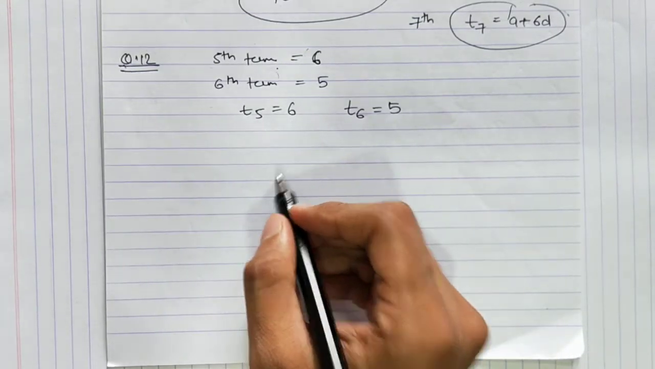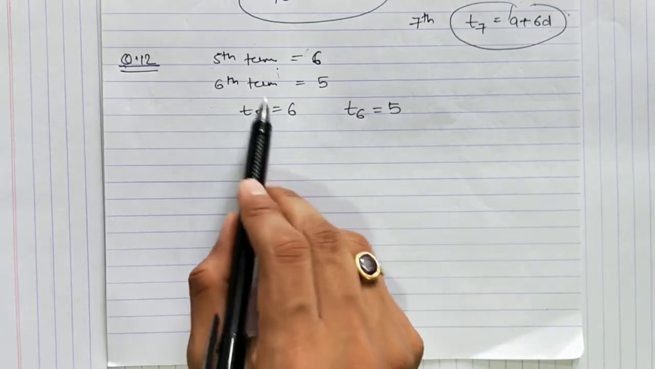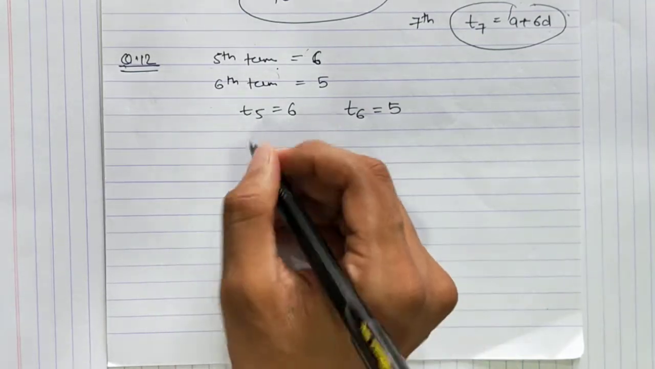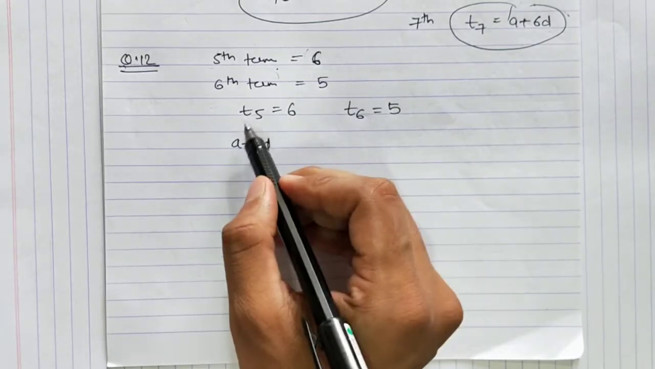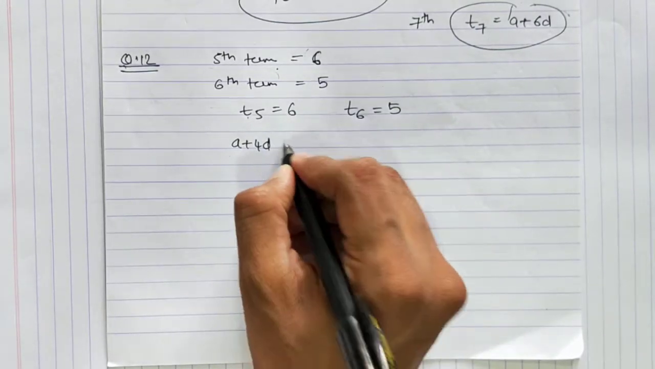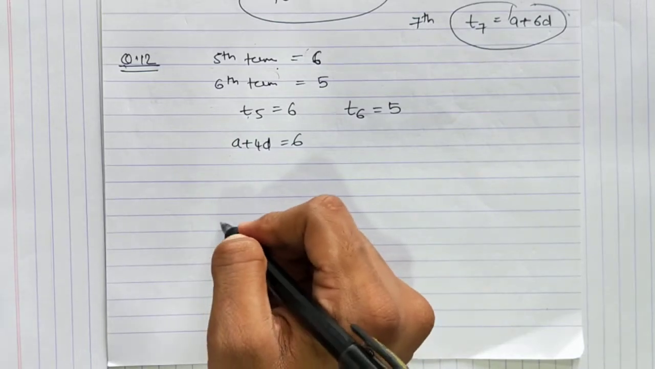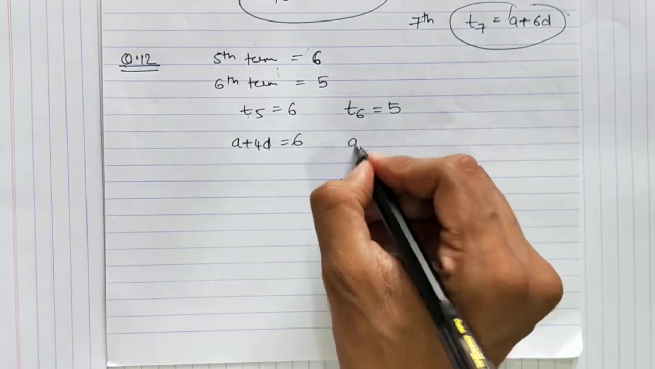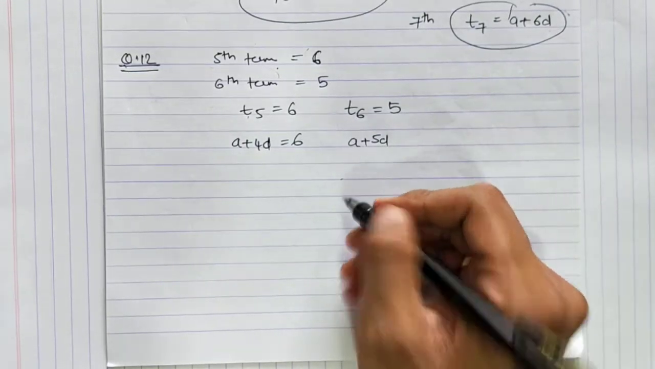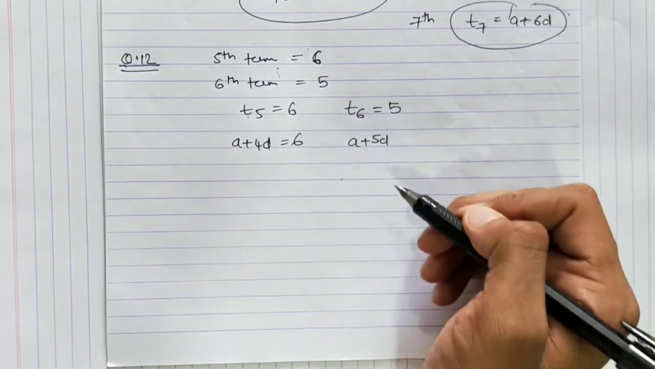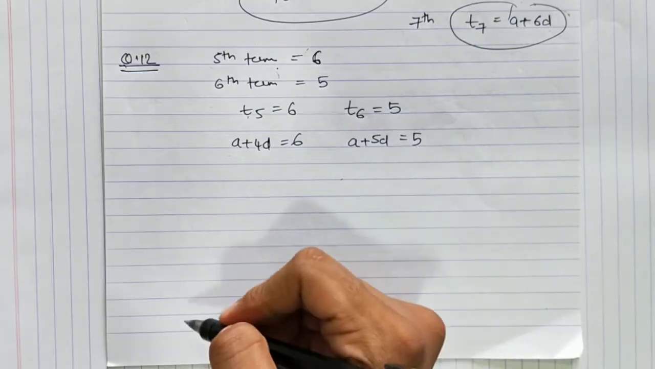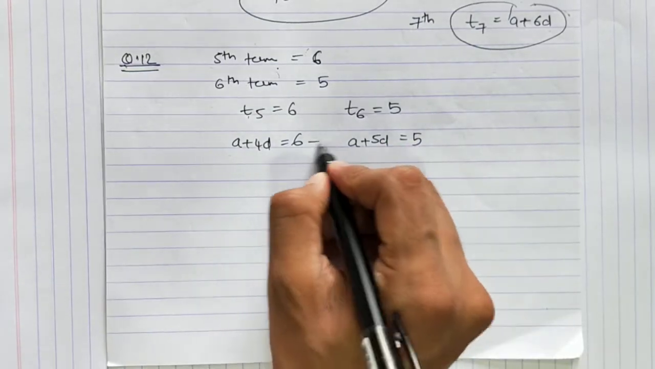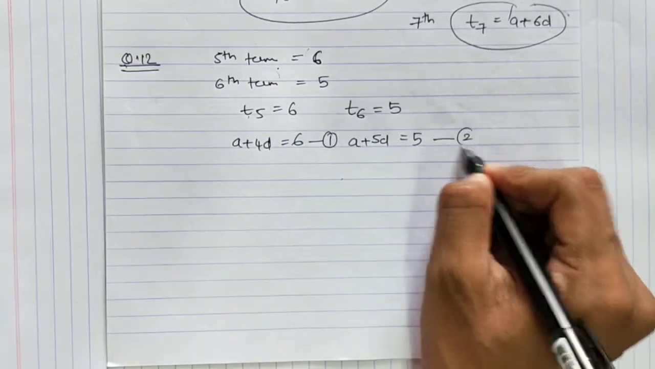Now you know that 5th term क्या होता है? 5th term का मतलब है a plus 4d, करेक्ट। a plus 4d is equals to 6, करेक्ट। और 6th term क्या होता है? a plus 5d, जो नंबर यहाँ पे होता है उसका एक कम नंबर d के साथ होता है। तो 6th term is a plus 5d और इसकी वैल्यू क्या दी है? 5। So this will be your first equation and this is your second equation.